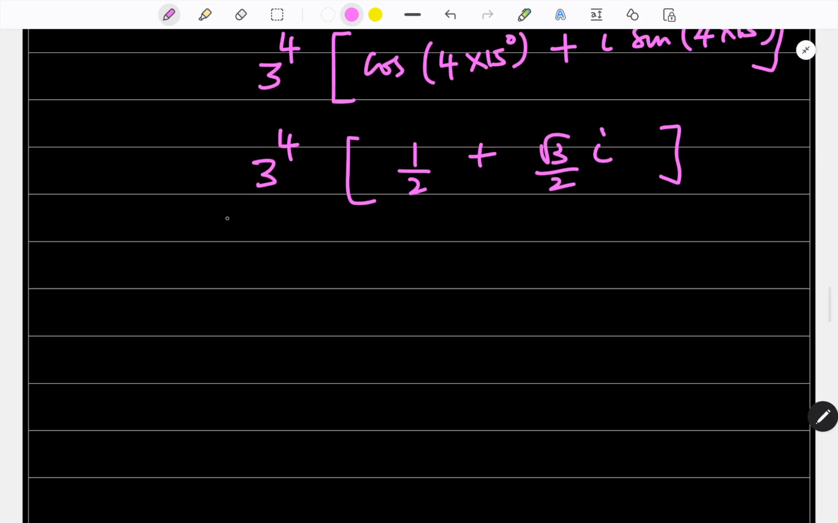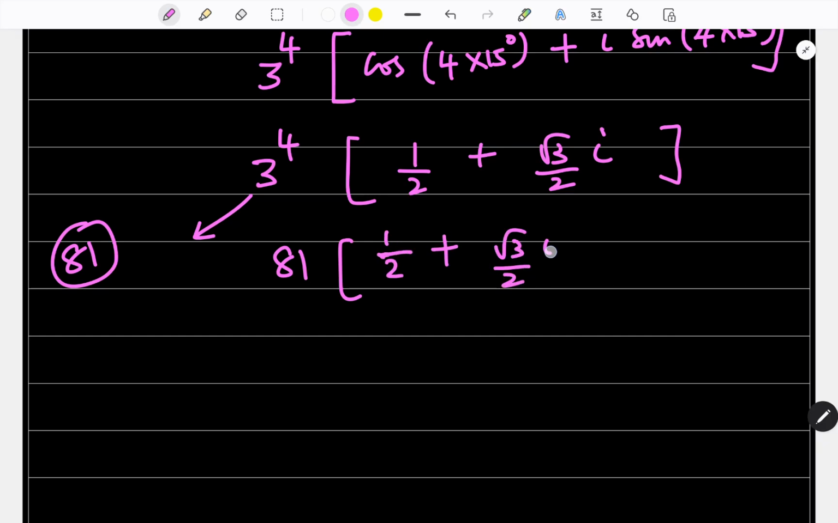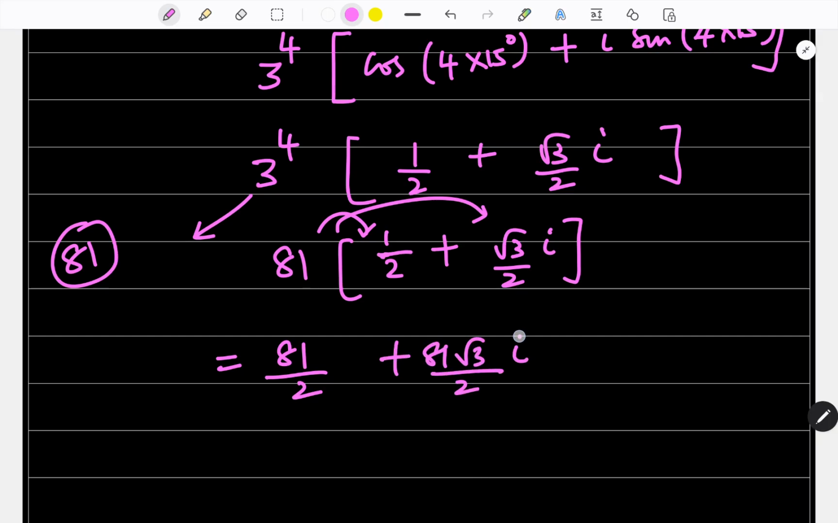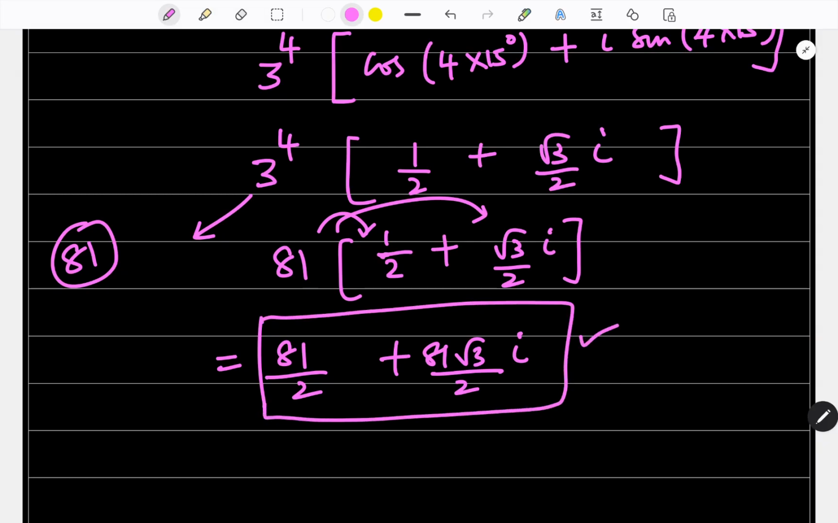If you multiply by 3 power 4, which I calculated just now as 81, we get 81 times 1 over 2 plus root 3 by 2 times i. Take 81 inside: 81 divided by 2 plus 81 root 3 divided by 2i. This is going to become your final answer, and this is in the standard form. What is the standard form? a plus bi. Clear?